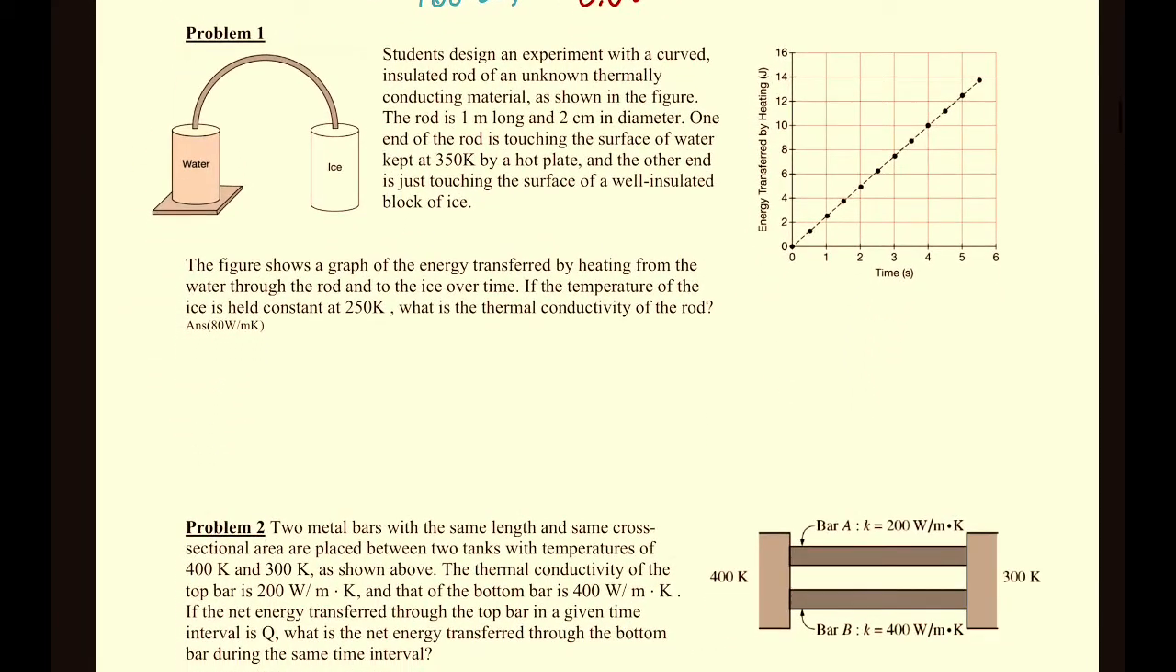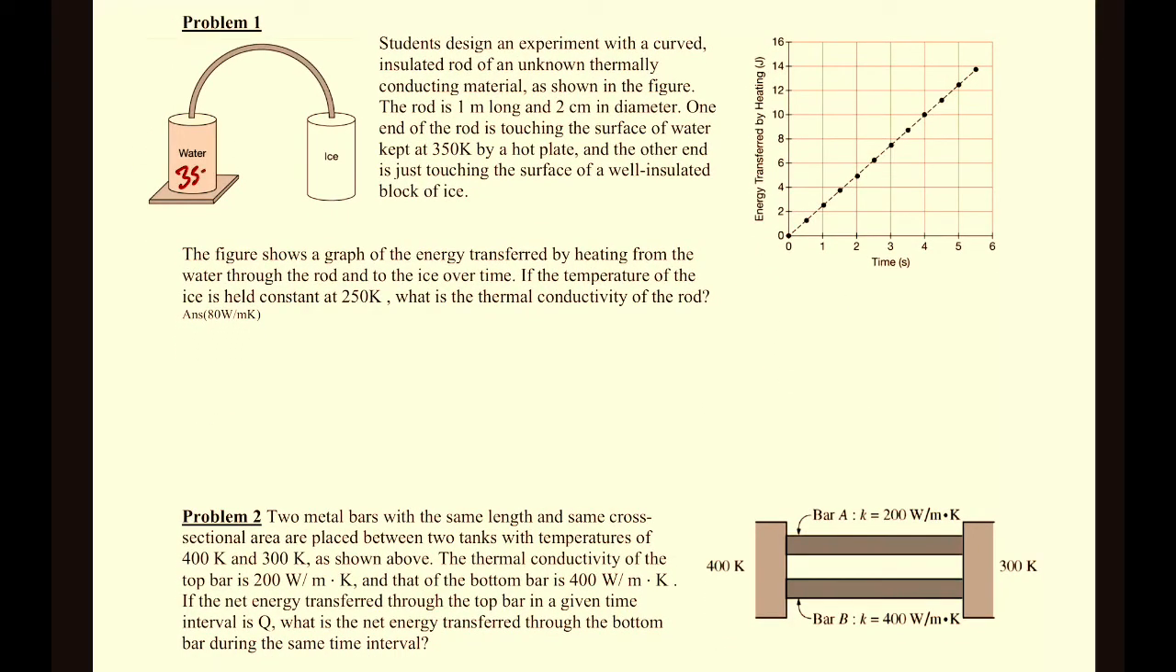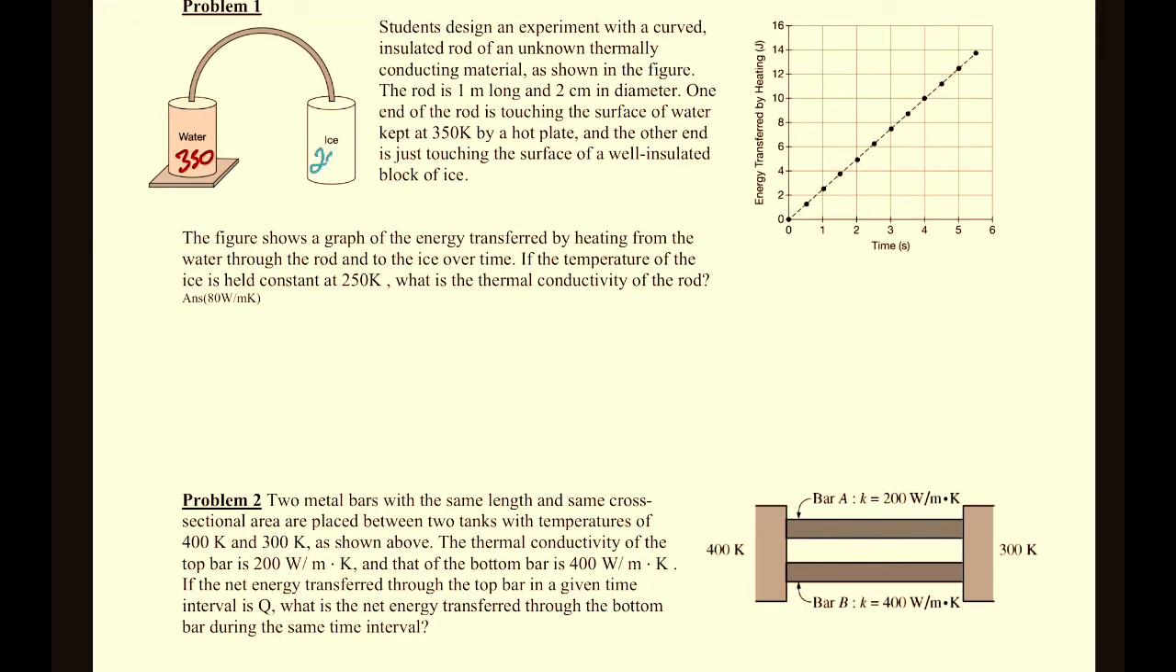Nice job. Okay, so you've read this problem. So this is 350 K. Base is going to be held constant at 250 degrees Kelvin. We want to know what's the thermal conductivity of the rod. So let's write down our thermal conductivity equation. So Q over T equals K A delta temperature over D.